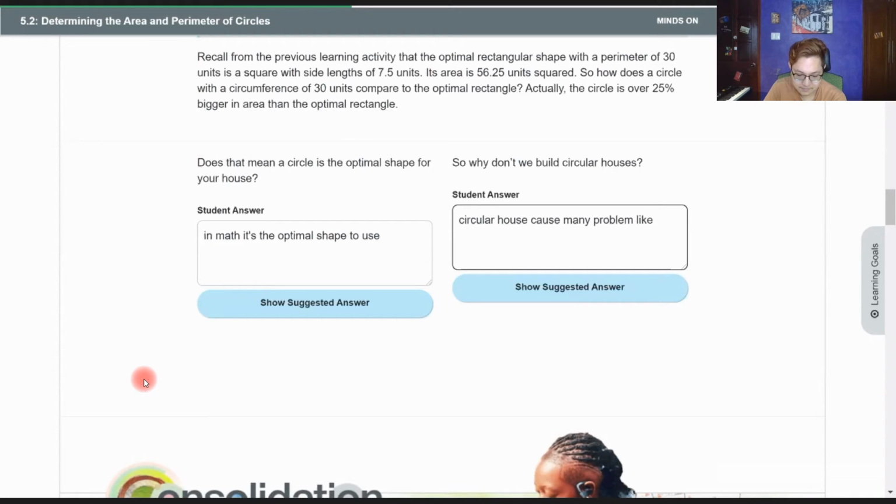Okay, so a circular house causes problems. You can have space left over.